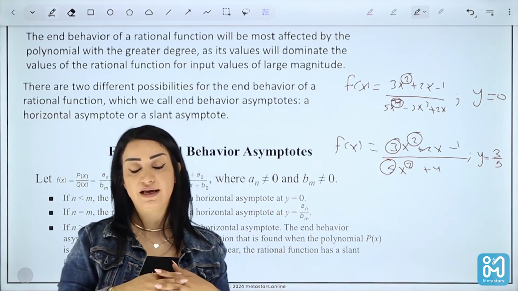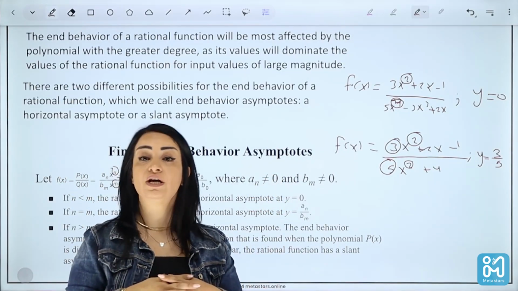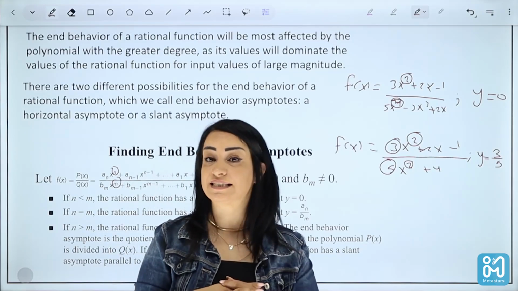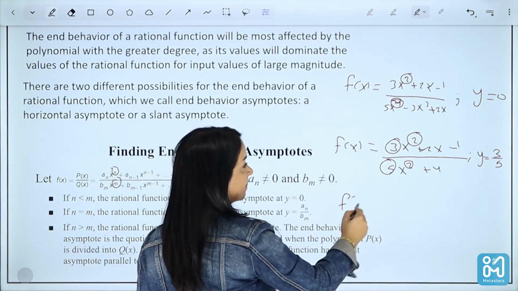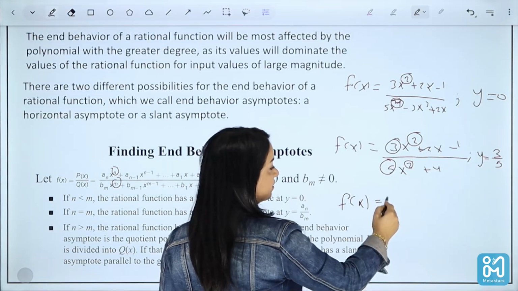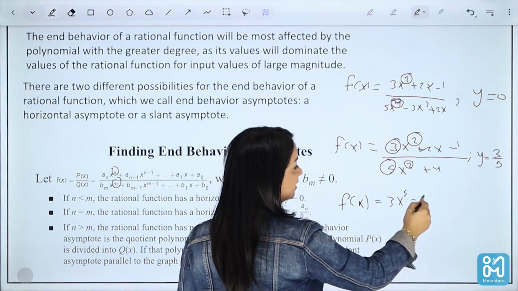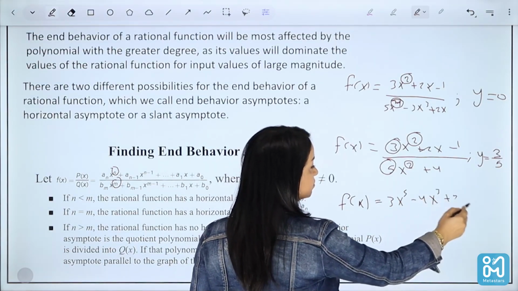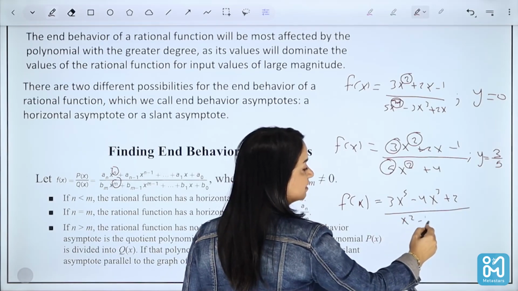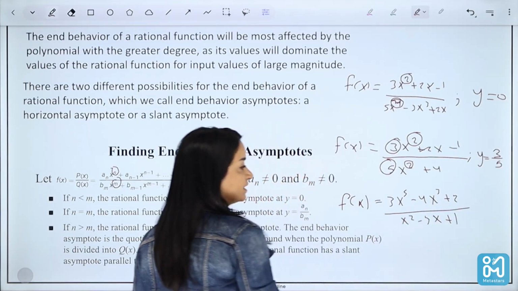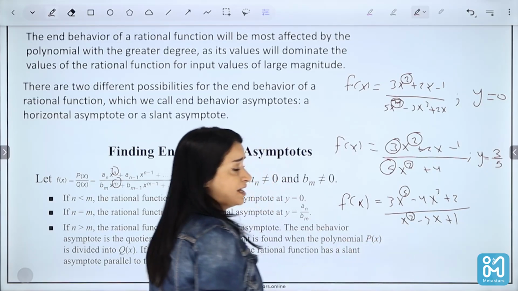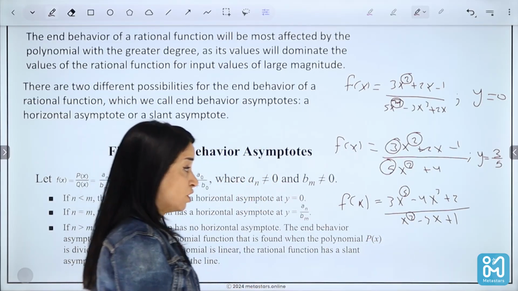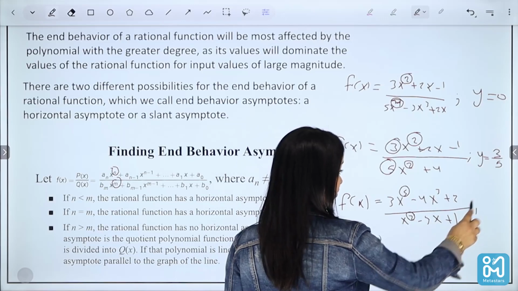And if the quotient is a linear function, we say it's a slant asymptote. So case number 3: f of x equals 3x to the power 5 minus 4x cubed plus 2, over x squared minus 3x plus 1. In this case, the degree of the numerator is greater than the degree of the denominator, so no horizontal asymptote.